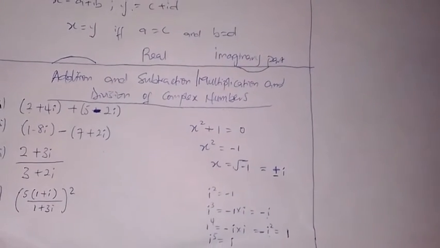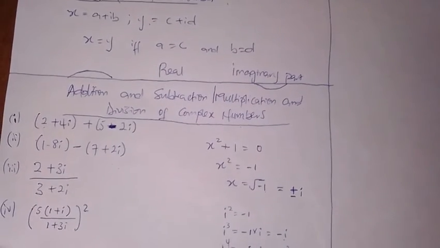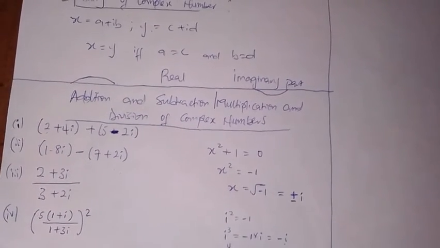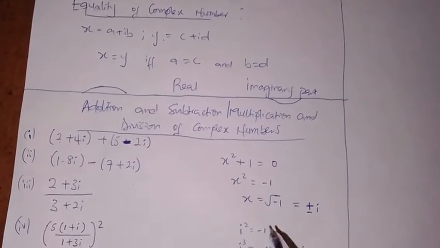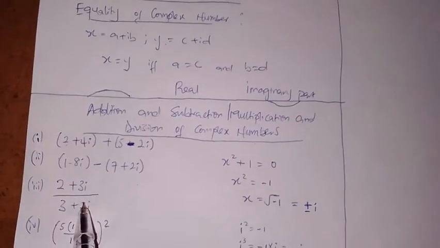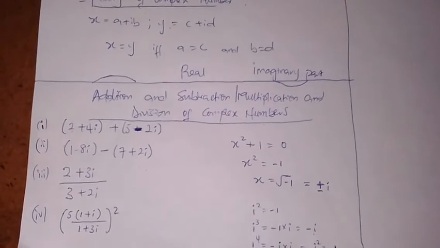Now, that's that. Now, let's see how we can add and subtract in complex numbers, the same thing with multiplication and division. For this first one, we want to add; this one, subtract; then this one, divide; to multiply, and also divide. How do we solve this?